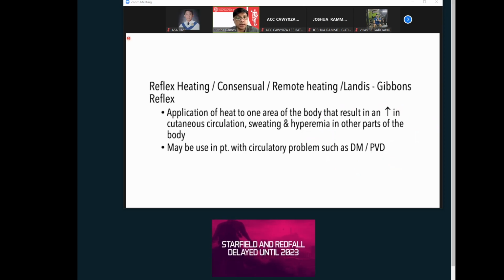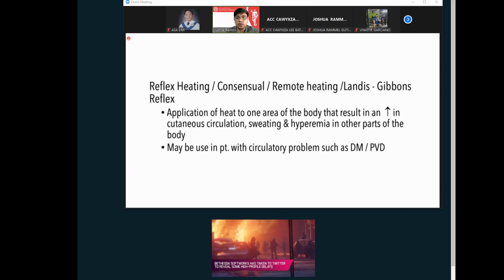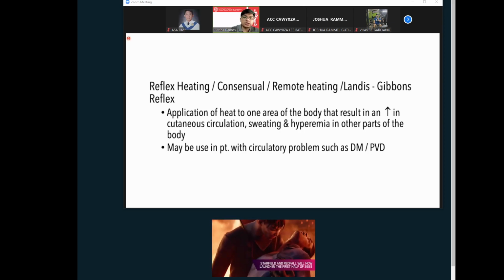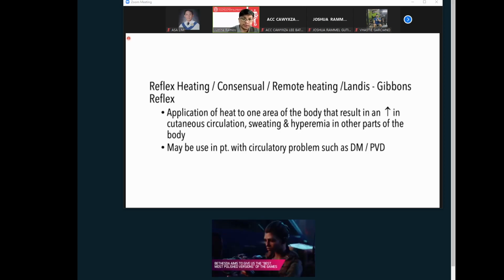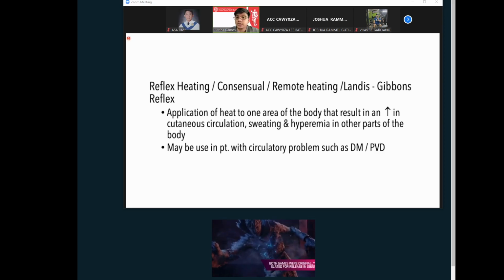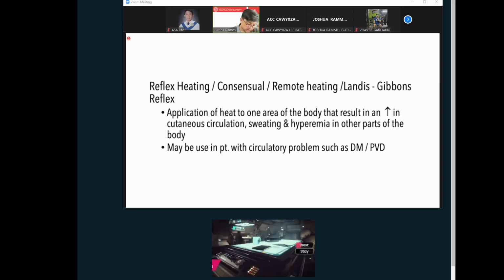Yeah, no, we encounter this many times. Your reflex heating, or the consensual or what we call remote heating, or the Landis-Gibbons reflex. So application of heat to one area in the body that results in an increased cutaneous circulation, sweating, and hyperemia on other parts of the body.